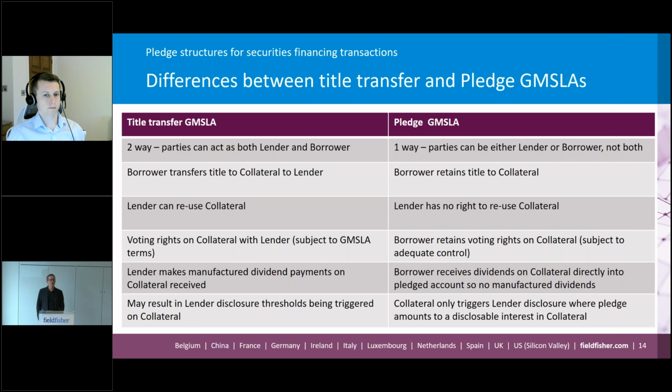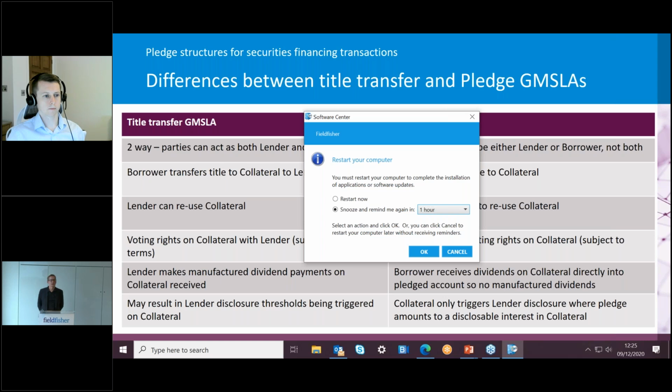So that second basic point, really, obviously the borrower transfers title to the collateral to the lender, versus the borrower retains title to the collateral. It means that the borrower still in all cases has title to the loan securities, which is often a very important factor, because the borrower, if it's a broker dealer, may well be on-lending that to a hedge fund or other party who wants it, either to short the position on the equity or to exercise voting rights or something similar, corporate actions.